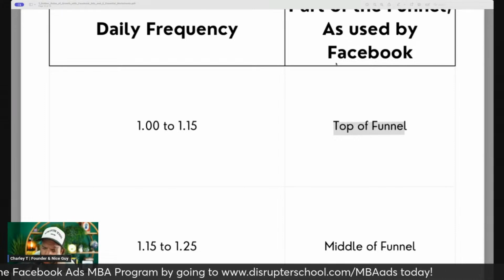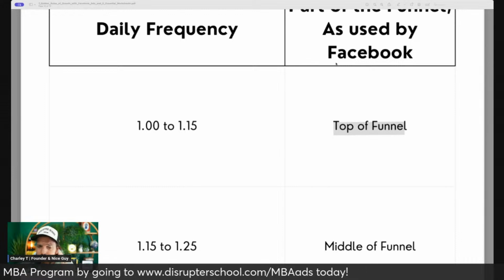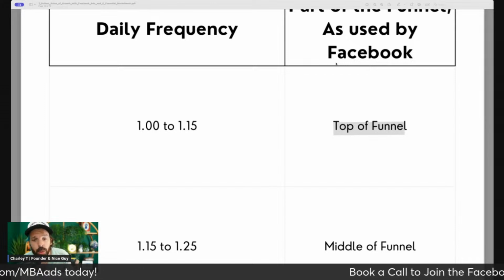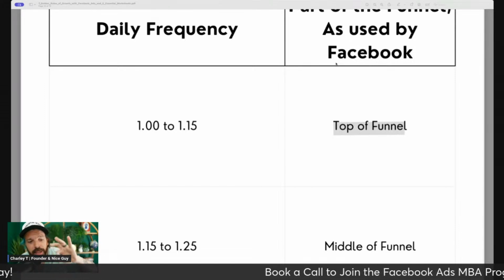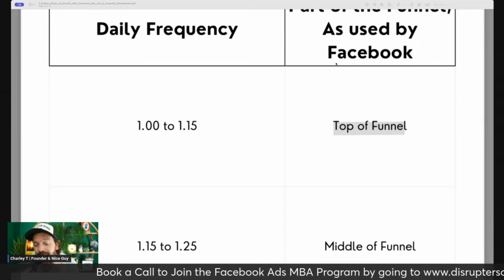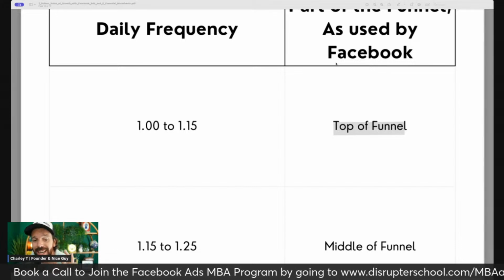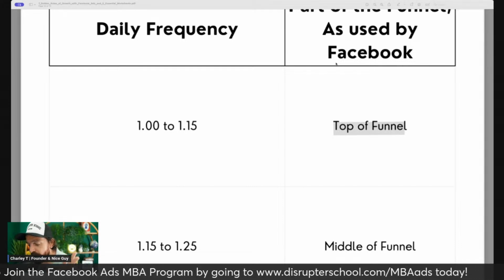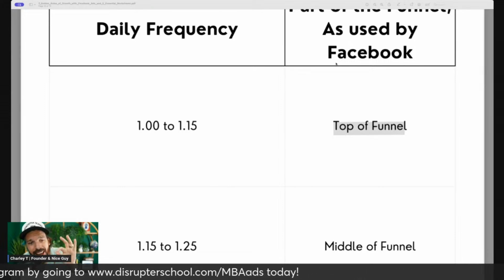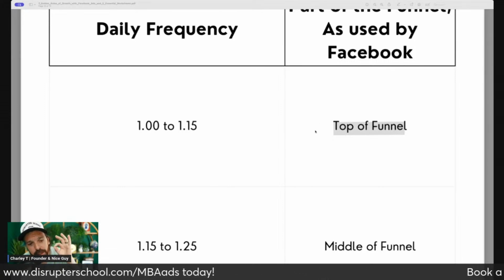Now, if your CPM on a top of funnel ad is higher, that means that ad is not only so bad, nobody wants to see it. So Facebook is struggling to show it to people more than once. But because it's so bad, you have to pay extra to make sure that nobody sees it twice. Top of funnel ad should have a lower CPM. Frequency is directly correlated to CPM if your ad is doing its job properly.